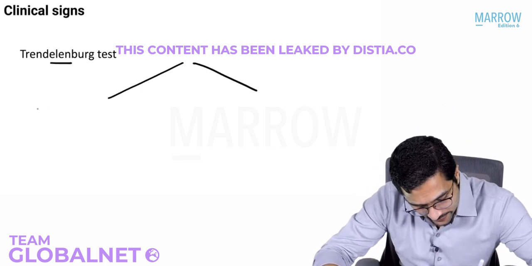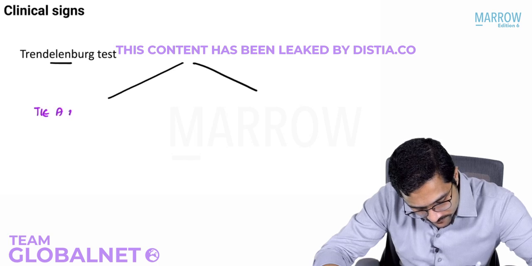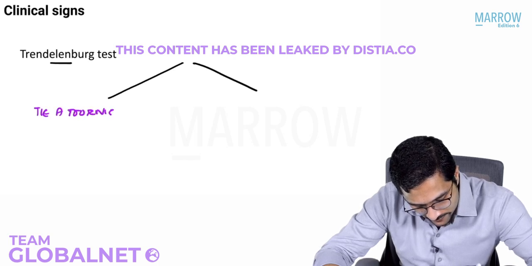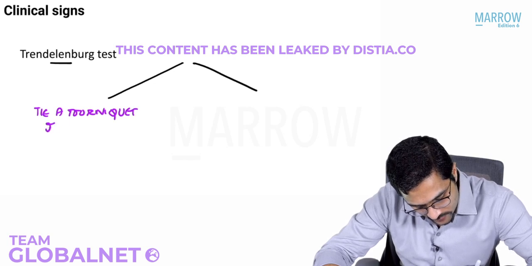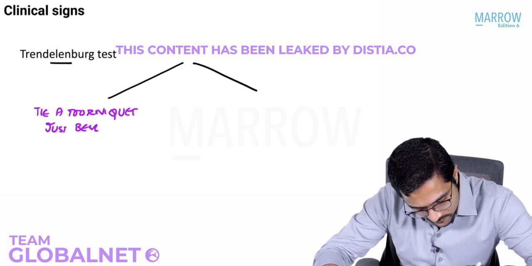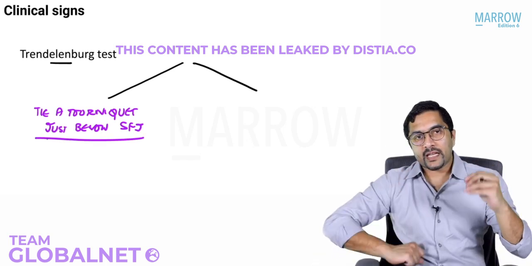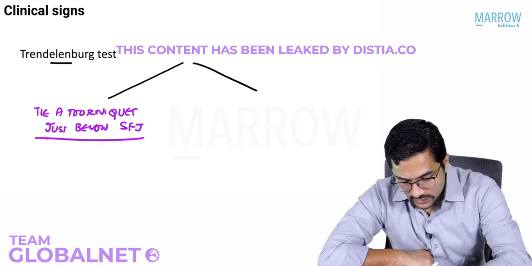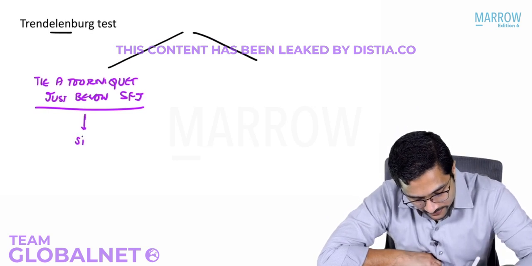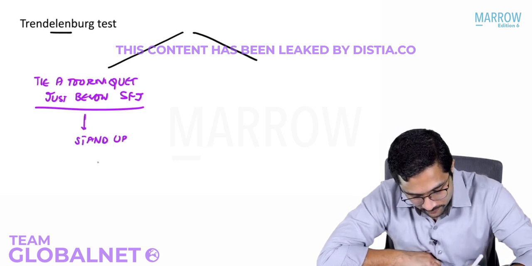And then we tie a tourniquet just below the saphenofemoral junction. So after emptying the leg, we tie a tourniquet just below the saphenofemoral junction. Then we make the patient stand up.